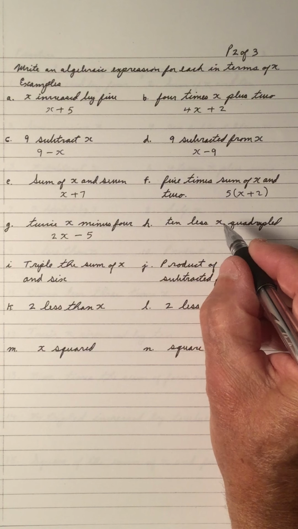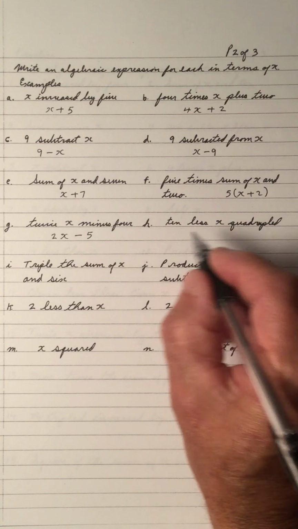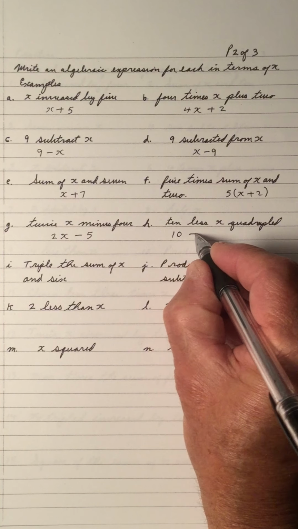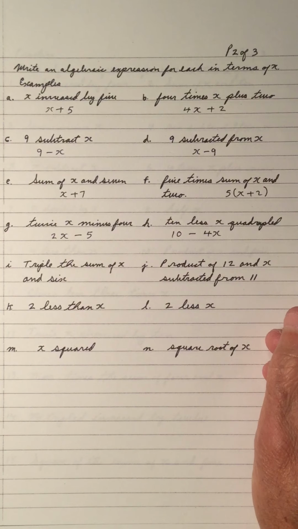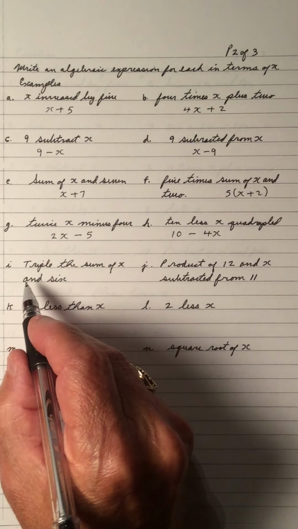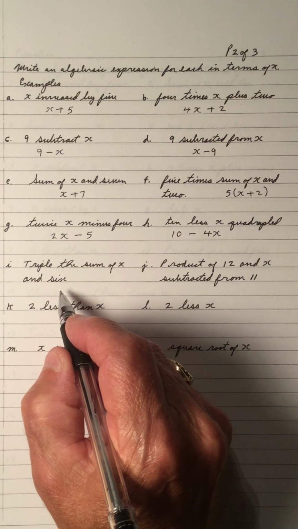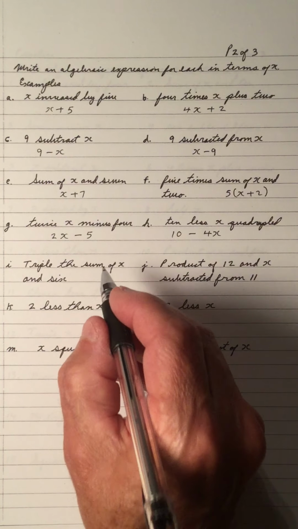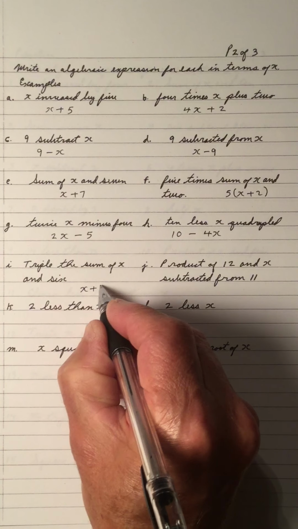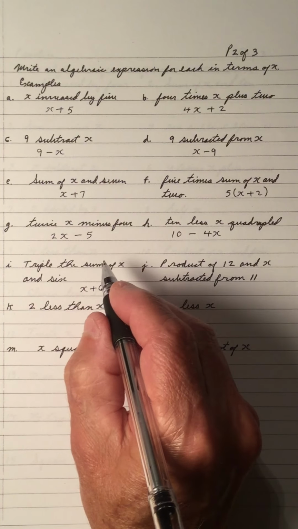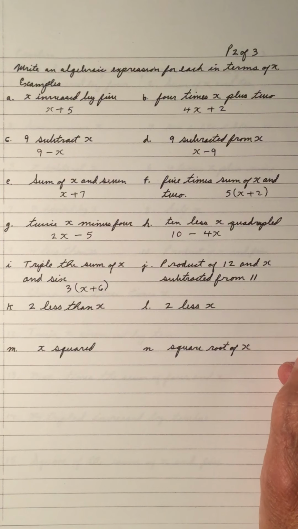H, 10 less than x quadrupled. Quadrupled means multiplied by 4. So 10 less is subtract, 4 times x, x quadrupled. I, triple the sum of x and 6. There's a sum of x and 6. Triple the sum. Triple means multiplied by 3.